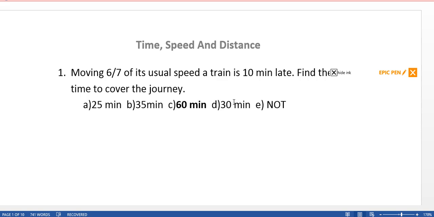But the thing with time, speed and distance is that it revolves basically around just one formula: speed into time equal to distance. So everything revolves around just this particular formula.